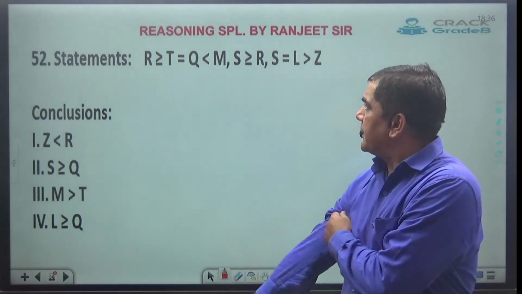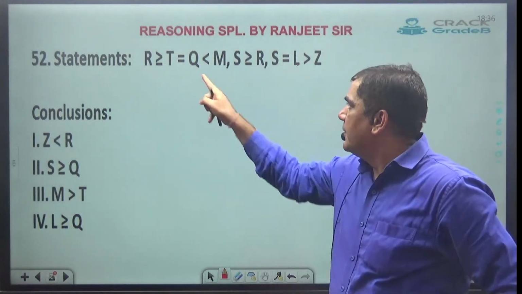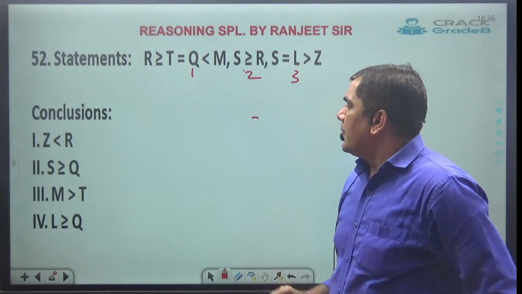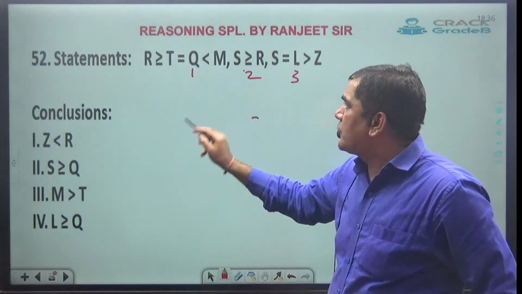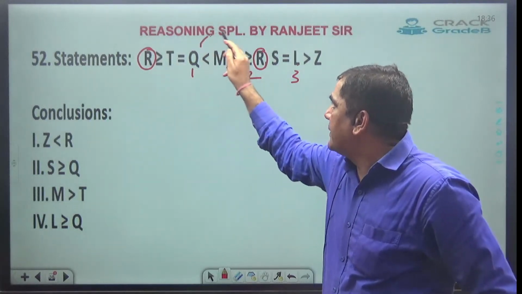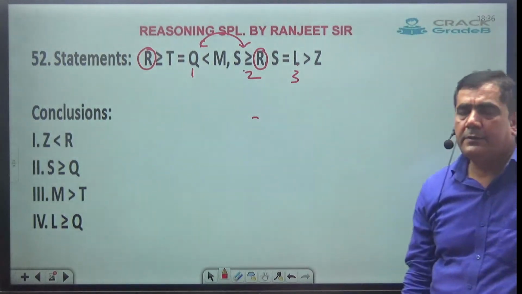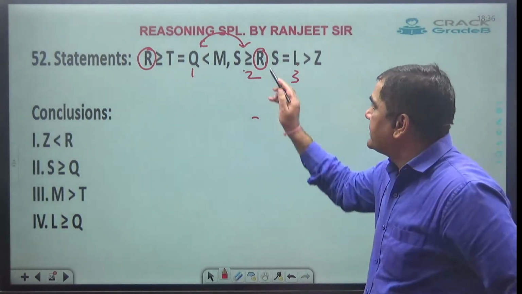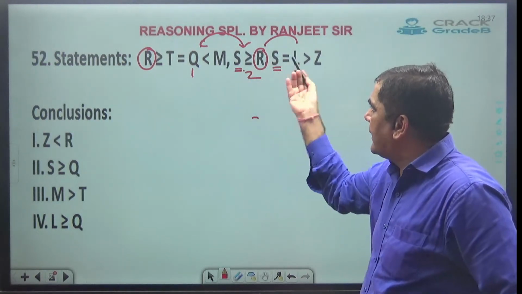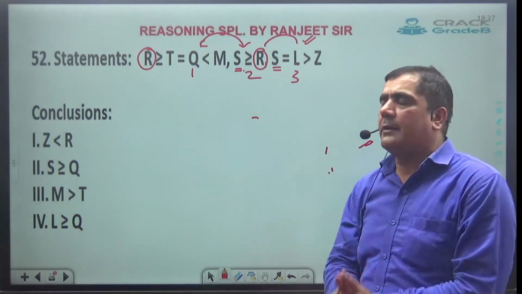See, if I just see, here they have given three statements. First, second and third. Now if I just see first and second, what is common? R. R is at the corner, which means I can combine these two. Clear? Now let's compare second with third. What is common? S is common and S is at the corner. Yes, I can combine these two also. Means all can be combined very easily.